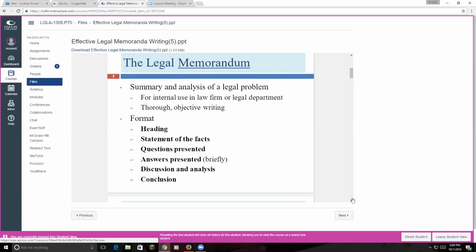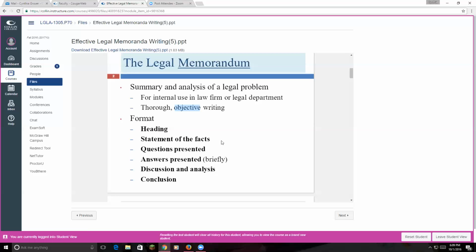It is going to involve objective writing. We aren't going to be involved in persuasive writing. We aren't trying to persuade anyone of anything except what we have learned in terms of our research. This is something that is just shared within the law firm and possibly with the client. It's not going to go to the court. It's not going to go to opposing counsel. It is something to be shared within the legal team. And so the goal is to be objective in the writing style.